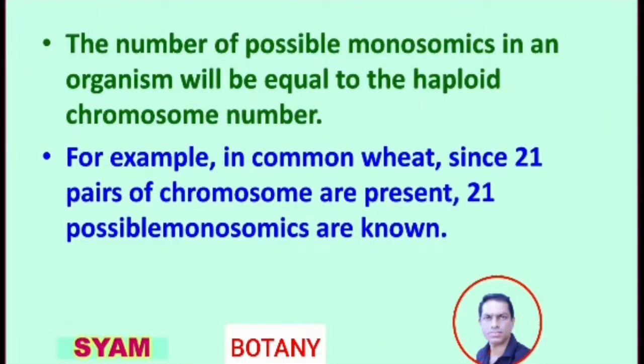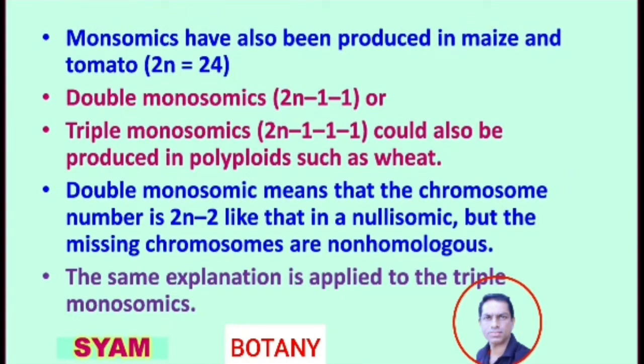The number of possible monosomics in an organism will be equal to the haploid chromosome number. For example, in common wheat, 21 pairs of chromosomes are present, so 21 possible monosomics are known. Monosomics have also been produced in maize and tomato.